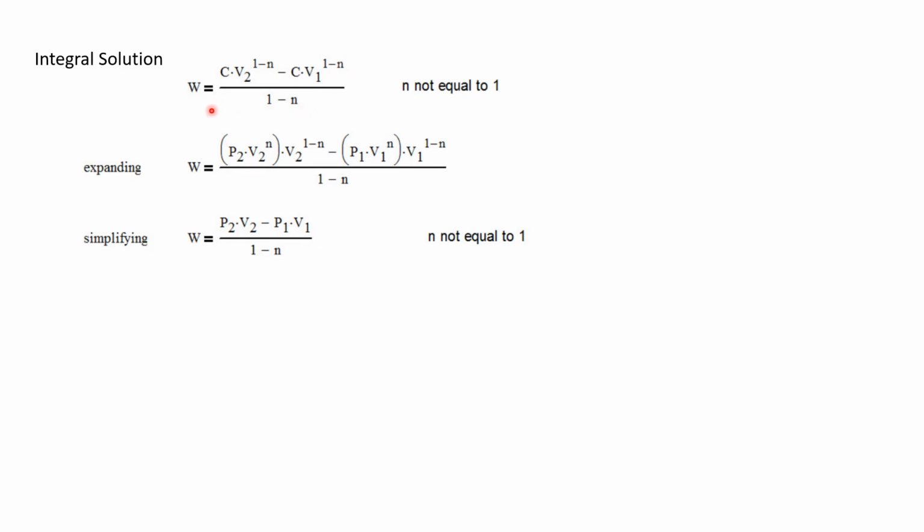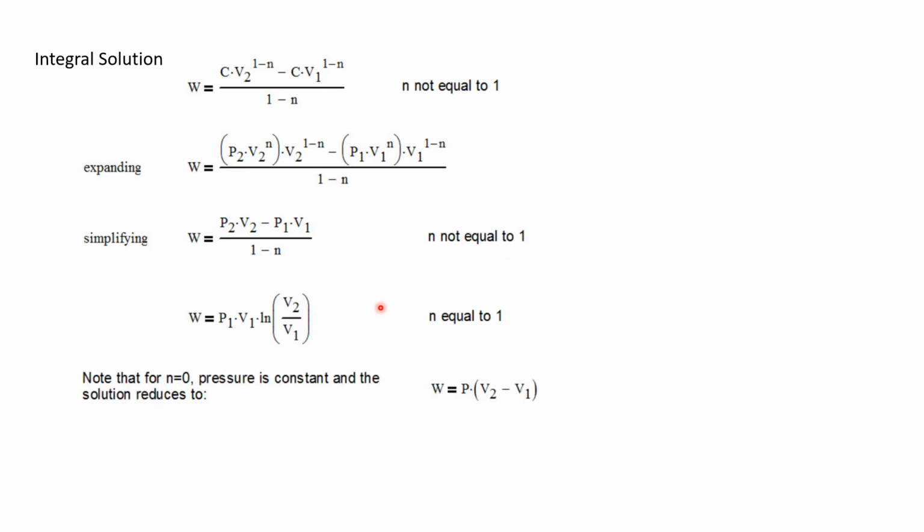Well, let's substitute a value for C. Now, in this first term, because I'm multiplying times V2, for convenience, I'm going to choose C as P2 V2 to the n power. And in the second term, where I'm multiplying times V1, I'm going to choose, for convenience again, C is equal to P1 times V1 to the n power. Well, this simplifies quite easily, and I get that work is equal to P2 V2 minus P1 V1, all over 1 minus n, and that's when n is not equal to 1.